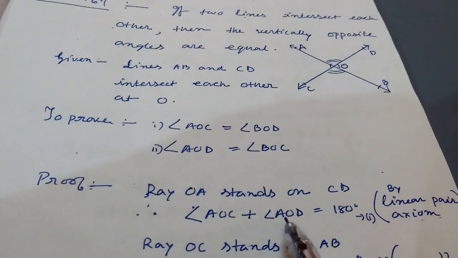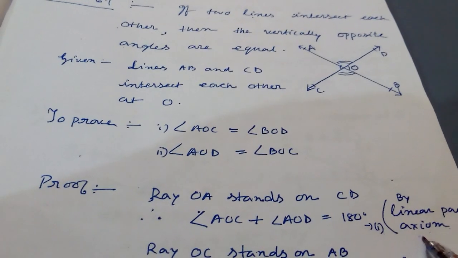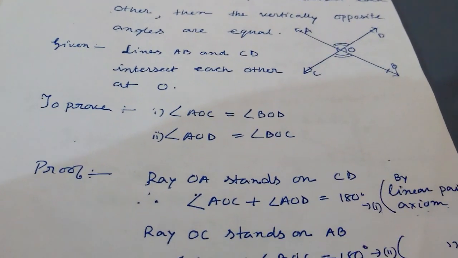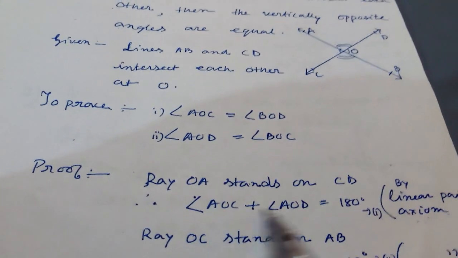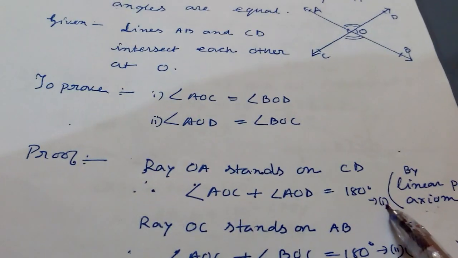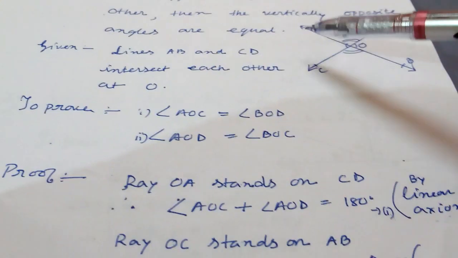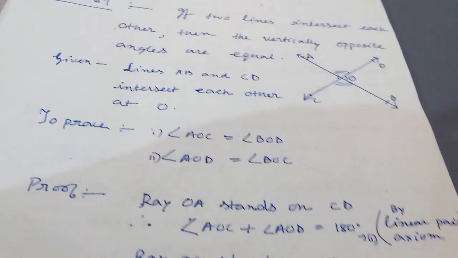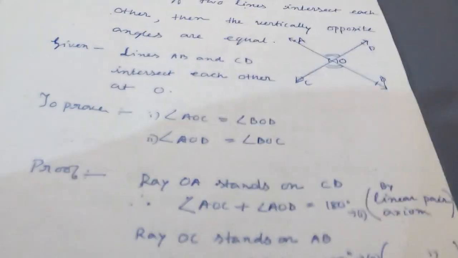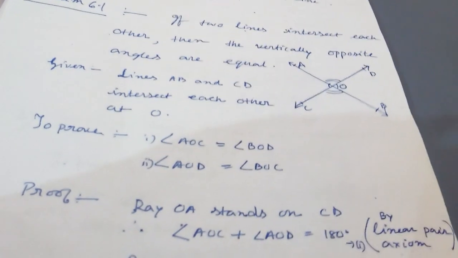AOC plus AOD is equal to 180 degree, by the linear pair axiom. You must write the reason. And we mark it 1. Ray OC stands on line AB. Now AOC plus BOC is also 180 degree.